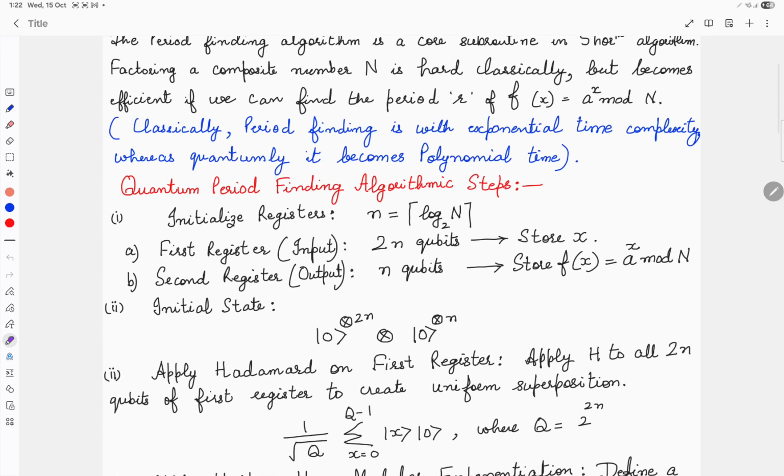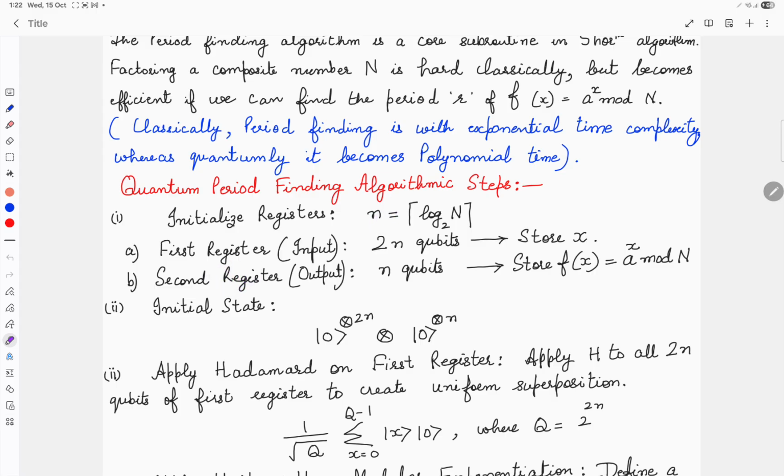So let us try to understand the algorithmic steps involved in quantum period finding. First of all, we have to initialize the registers with a value small n. So how to find this value small n? We need to take the ceiling of log of capital N. So you take log to the base 2 of capital N and then apply the ceiling. That will be your value of n.